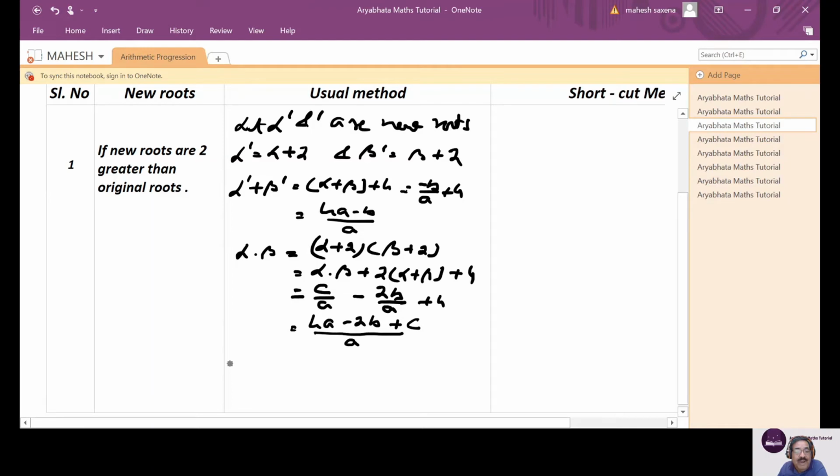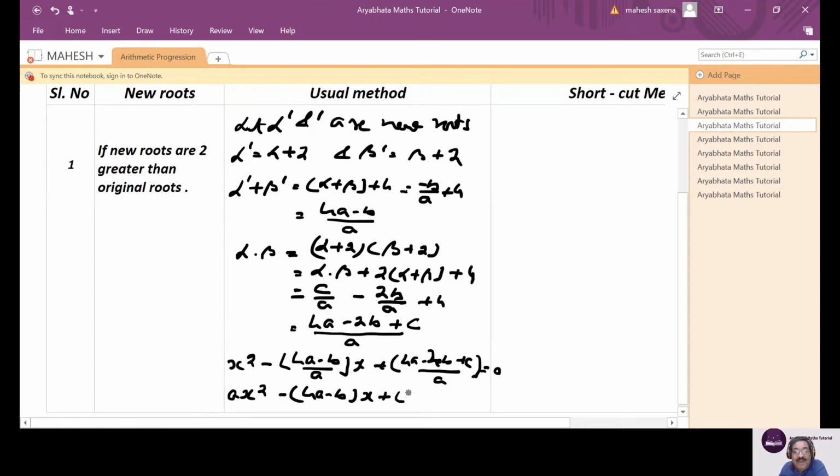Therefore, the quadratic equation will be x square minus the sum of the roots, that is minus (4a minus b) upon a, into x plus (4a minus 2b plus c) upon a is equal to 0, that is ax square minus (4a minus b)x plus (4a minus 2b plus c) is equal to 0.